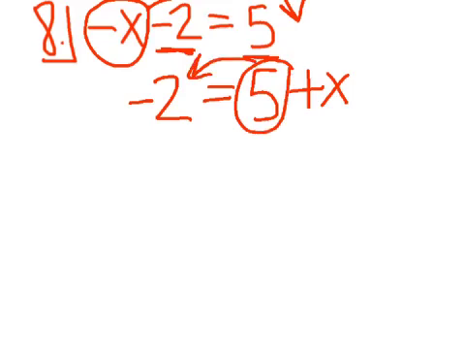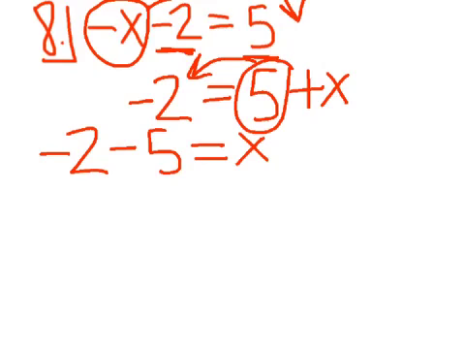Our positive x wants to be by itself. We want that by itself on one side. So we have that on the right side. We want to move any numbers on the right side to the left side. So we have negative 2 over here. When we move our 5 to the opposite side, it's going to change it into a negative 5. So we have negative 2 minus 5 on the left, and we're left with positive x on the right. So we have negative 2 minus 5. That's going to be negative 7, and that should have been your answer.